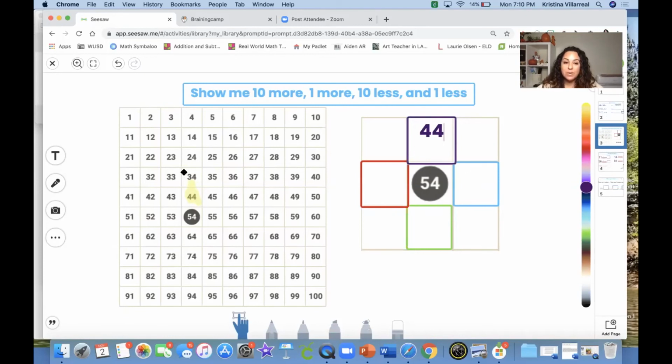So go ahead and work on that on your own, and we'll be assigning these on random days. So make sure you know your patterns on how to get 10 more, 1 more, 10 less, and 1 less.